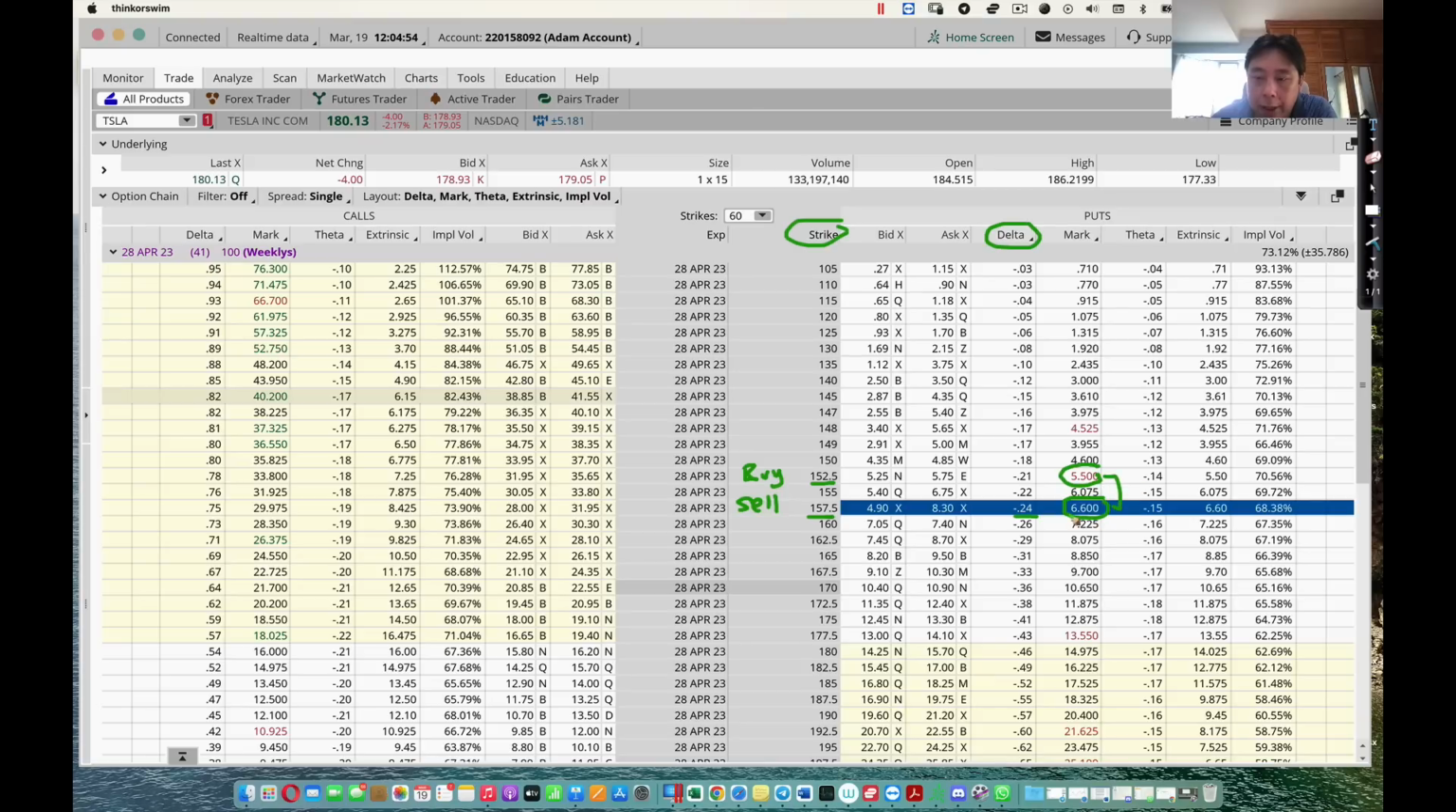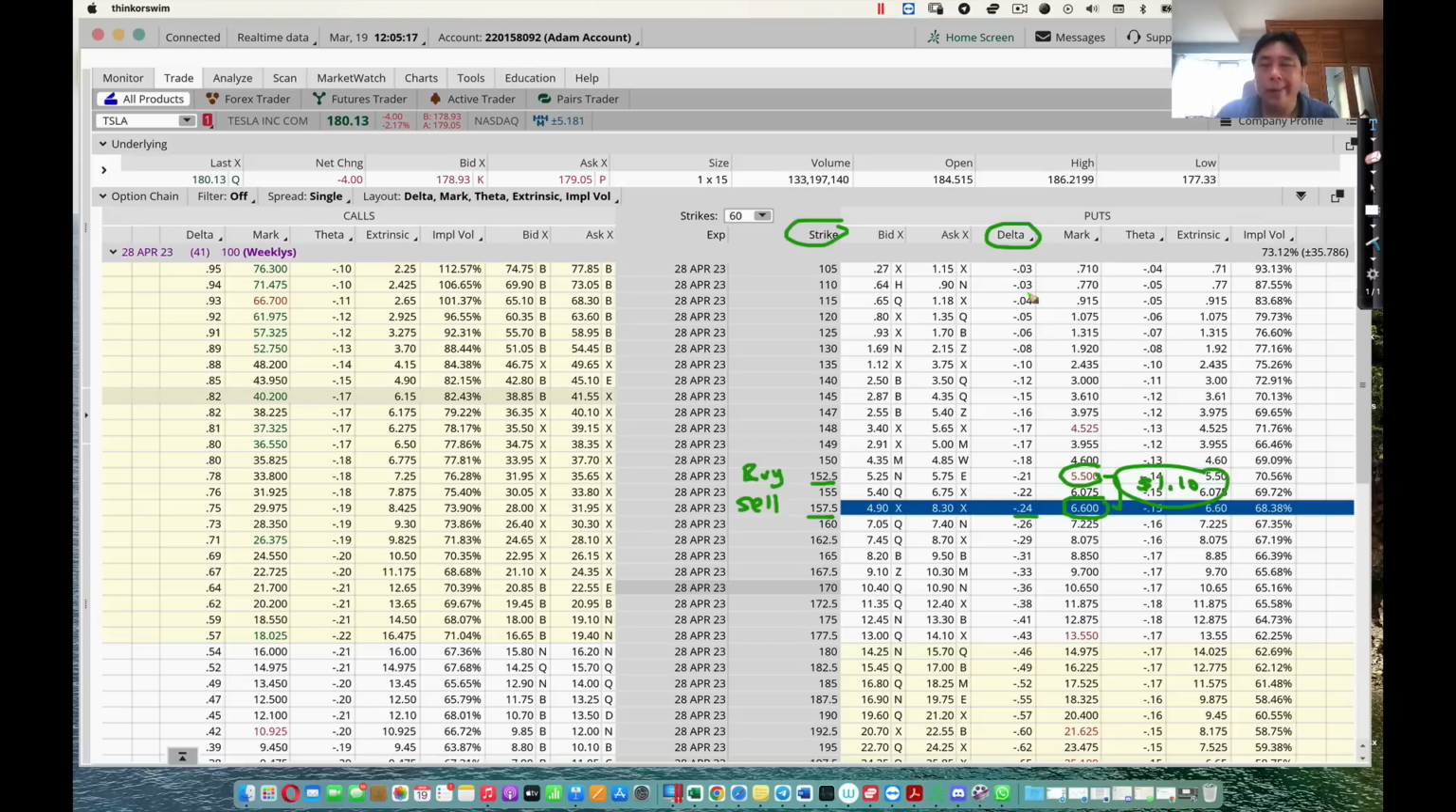So I collect $6.60. I pay $5.50. Net, I keep $1.10. That's a credit. So you've got to always make sure that you've got a credit of at least $1 for a $5 distance, right? If the difference of the strike is $5, you've got to collect at least $1 of that.